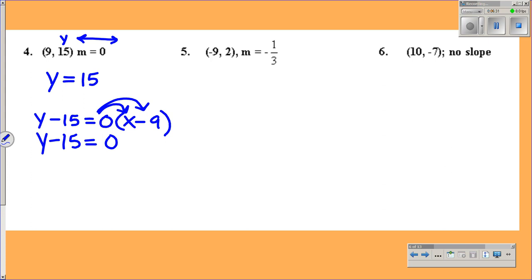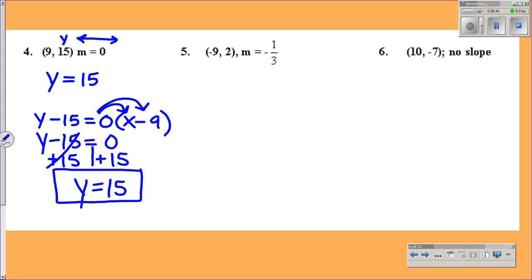And when we go to solve for y, we add 15 on both sides. So you will see that the equation simplifies to 0 plus 15. So the equation is just y equals 15. This is always going to happen when you have a slope of 0. So when your line has a slope of 0, you only need to know the y-coordinate.